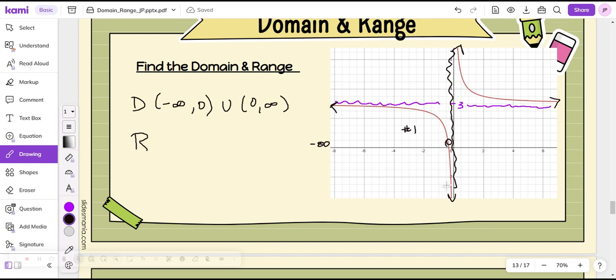On my range, this graph is pointing down, so we're going to go from negative infinity all the way up to 3. So my range, how low does it go? The first branch is going to go from negative infinity to 3. Then we'll hop over to the second branch, and it'll go from 3 all the way up to positive infinity.